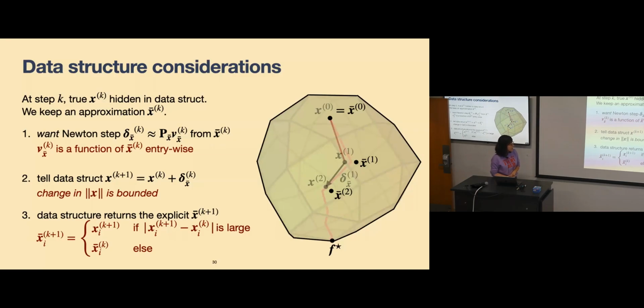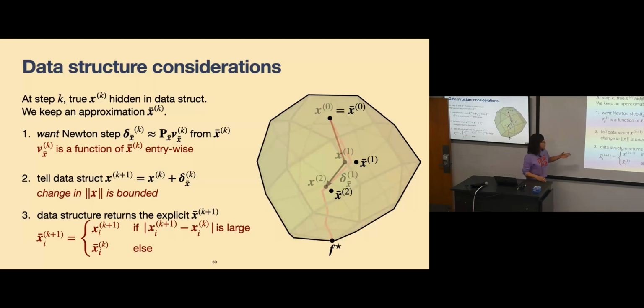Okay, so I lied a little bit here. The data structure doesn't return the full x bar vector. It only returns the coordinates that were changed. And that means you're not operating on a length m vector. You're only operating on the coordinates that changed.